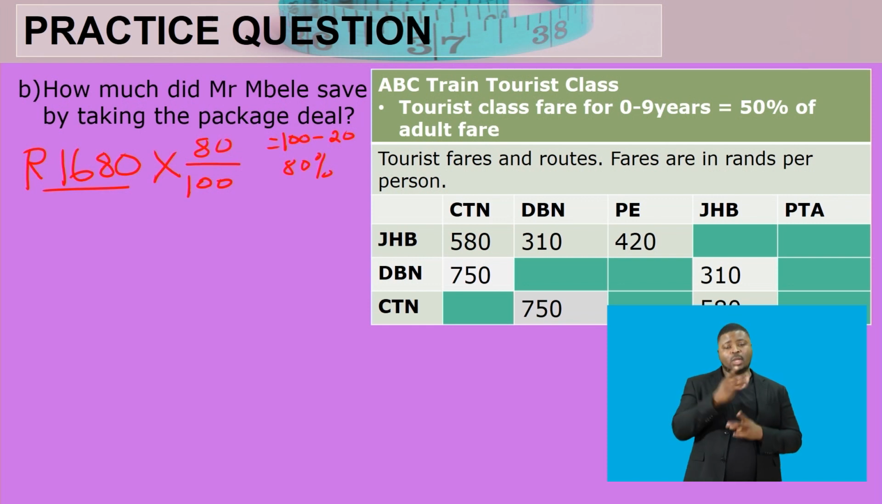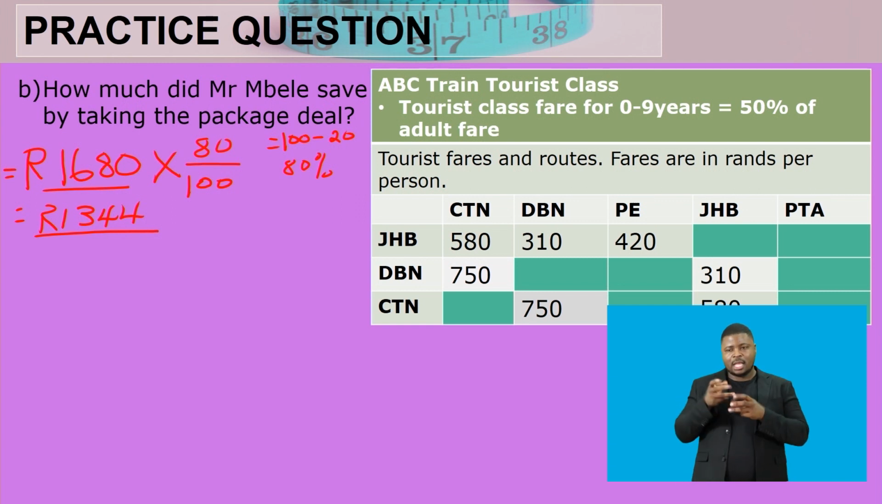So what is 1,680 multiplied by 80 over 100? This gives us the discounted price, 1,344. It means Mr. Mbele will pay 1,344. If we are doing it using the other method, we first calculate 20% of 1,680. So we'll say the discount. Let's just write it that it's discount.